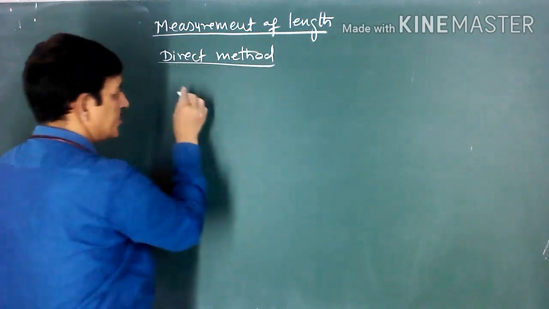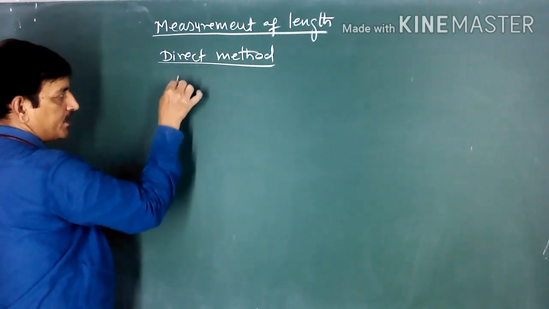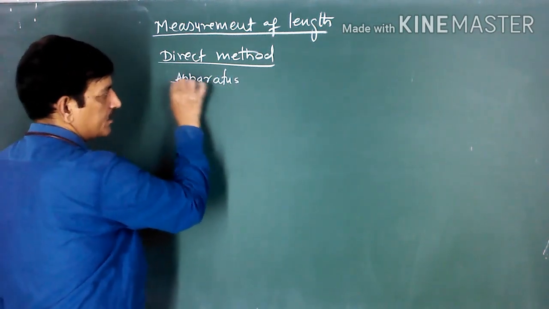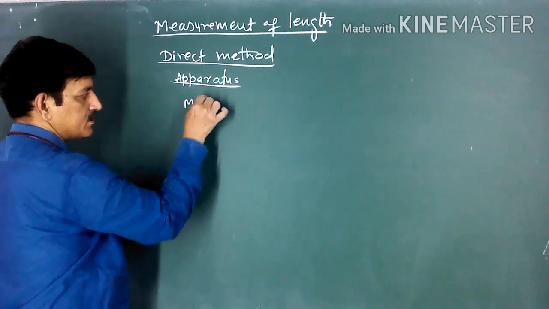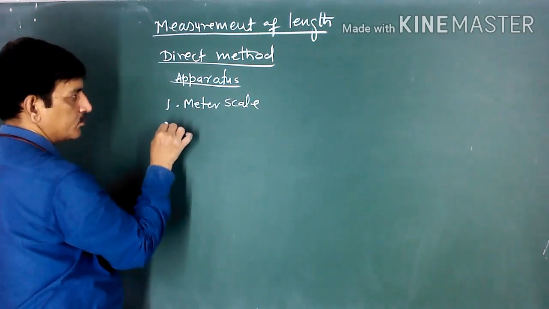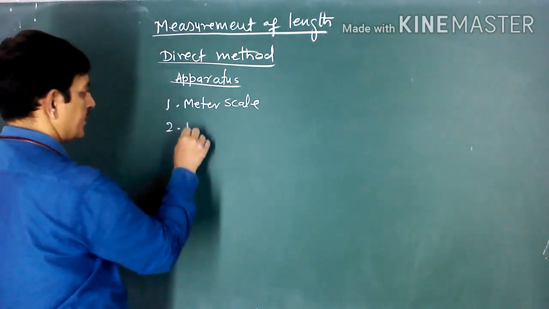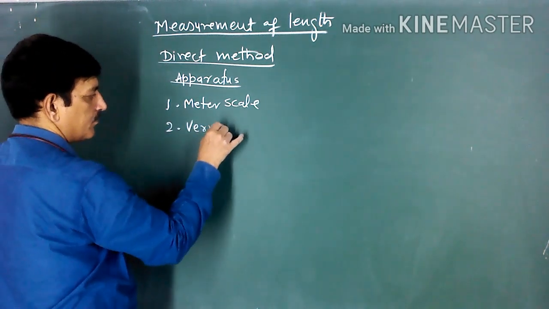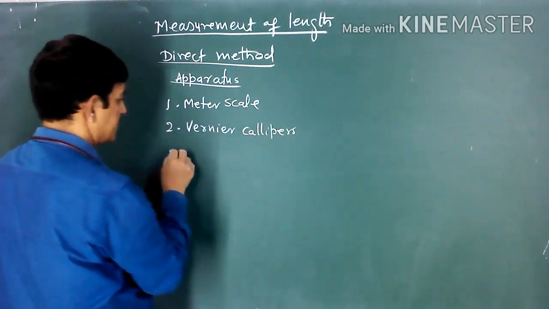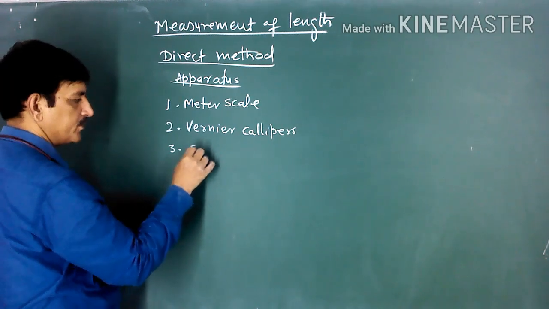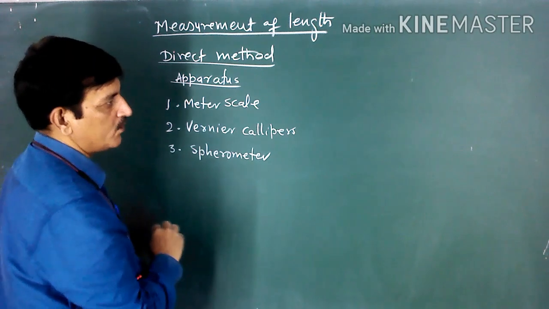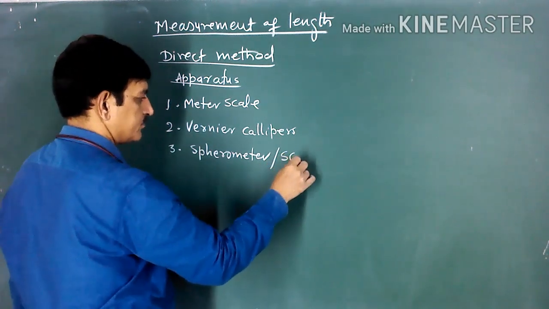In the direct method, we use apparatus. Name of apparatus: the apparatus used for that is a meter scale. Number 1, the meter scale. Number 2, the vernier calipers. Number 3, a spherometer, or a screw gauge.